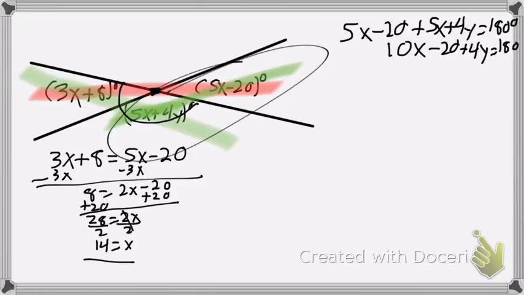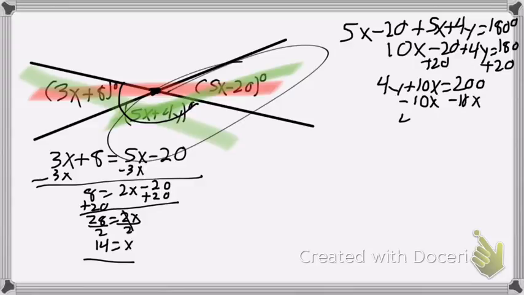Before I have to multiply by 14, I'm going to make this as easy for myself as humanly possible. I'm going to add 20 to both sides. So I'm going to get 4y plus 10x equals 200. I'm going to then subtract 10x from both sides. So now I have 4y equals 200 minus 10x. I'm now going to plug in that 14.